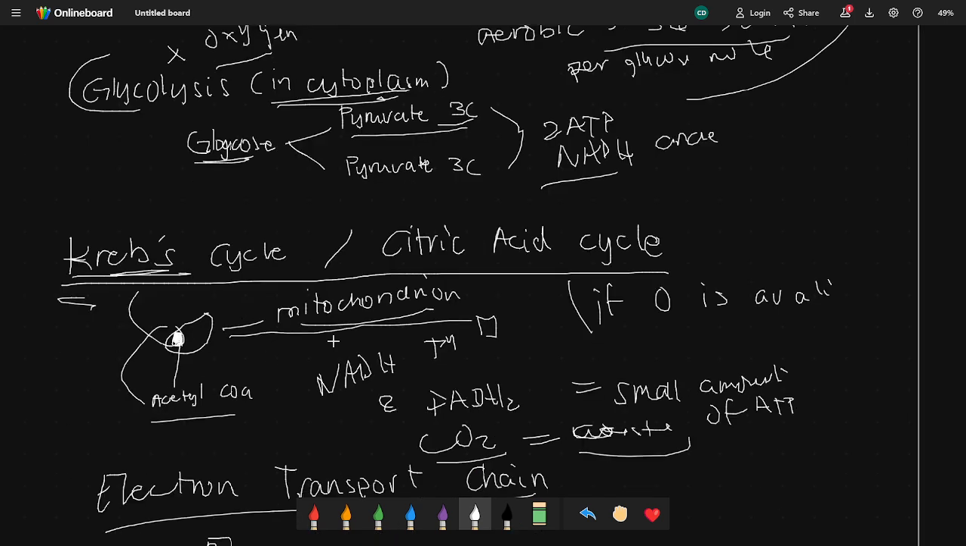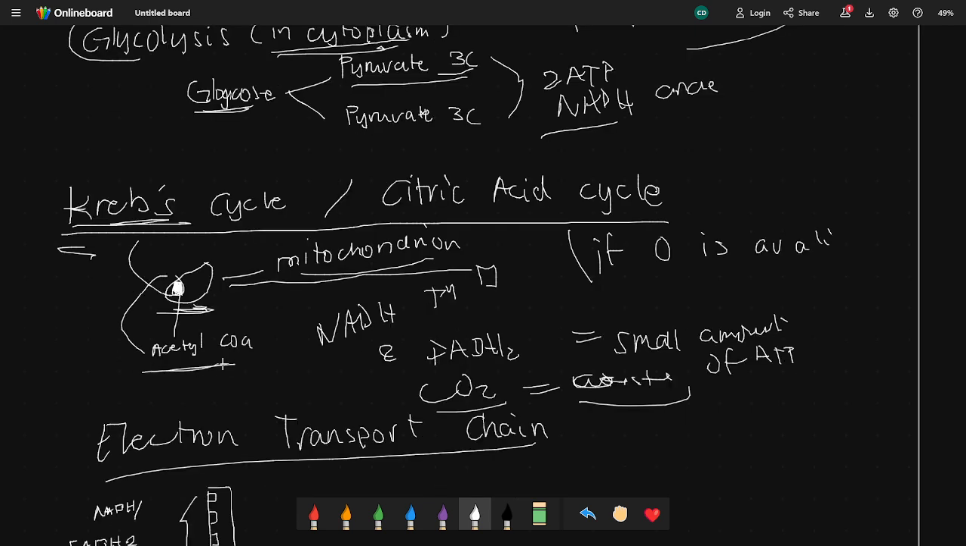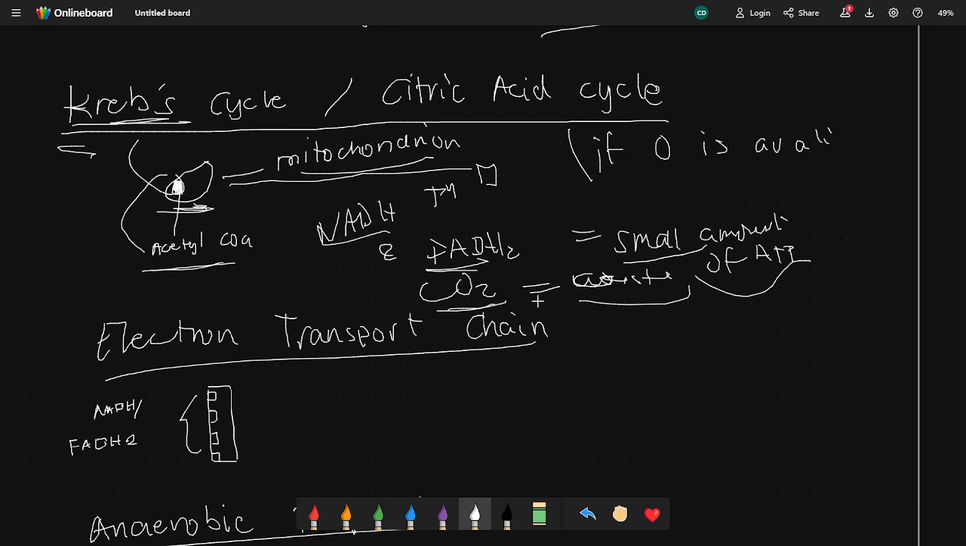To briefly summarize the Krebs cycle, this is the small mitochondrion shape where acetyl CoA goes into the Krebs cycle, where we produce NADH, FADH2, CO2 as a waste product, and a little bit of ATP. This is just a way to visualize things more easily.